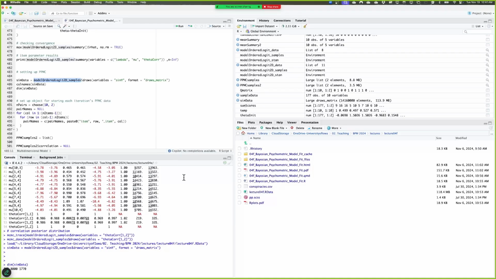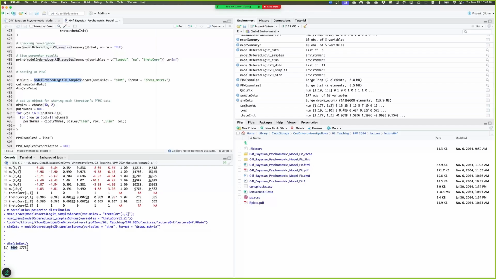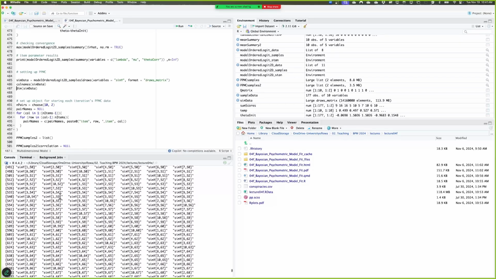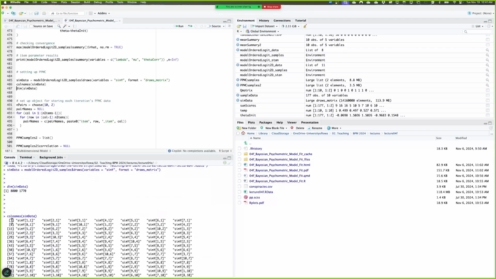So here you can see it's 8,000 by 1,770. What is all that about? I had four chains each with 2,000 draws at the end of the posterior, and I had 177 people times 10 items each. The column names are like this right here. So what does this represent? The first column are all the draws for observation one for item one. So person one's data right here for item one. That's all the values that we've sampled for them.